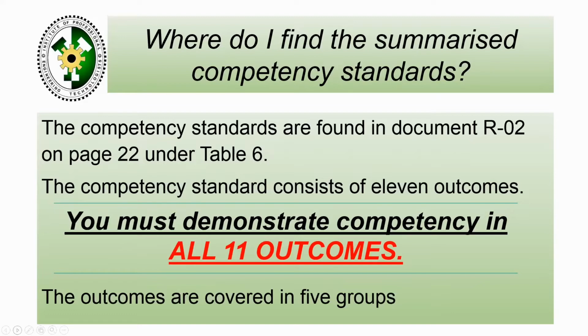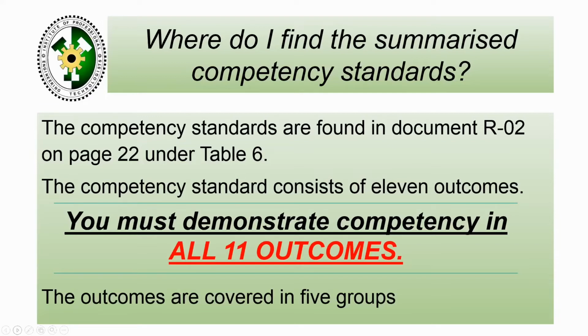Where do I find the summarized competency standards? You will find it in your document R02, page 22, under table 6. Now, competency standards consist of 11 outcomes. You must demonstrate competency in all 11 outcomes, so make sure you do that. It doesn't help if you've got 10 but one you do not have, you will not get registered. You have to do all 11 outcomes.